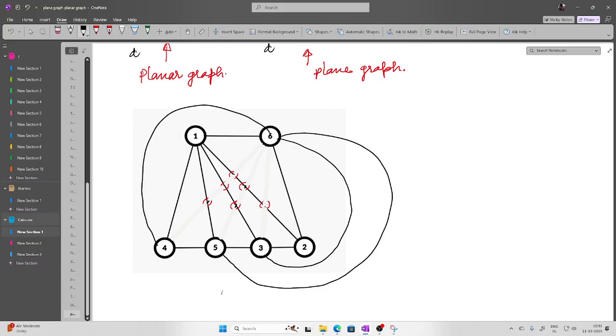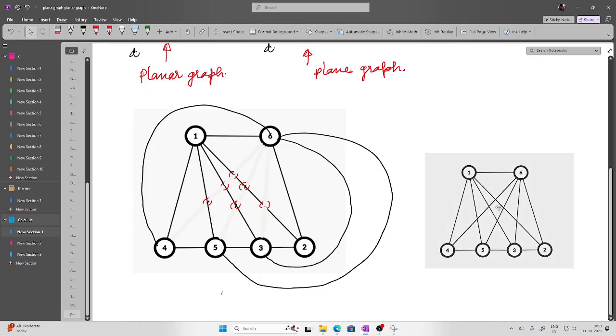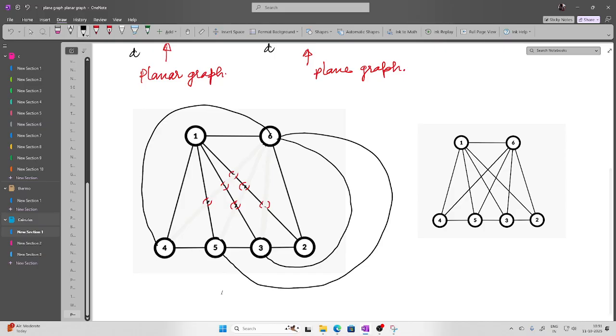Now if you look at this graph, there is no crossover of edges, and hence the graph, the original graph, what was my original graph? This graph is what we call a planar graph, and once transformed, this becomes the plane graph.